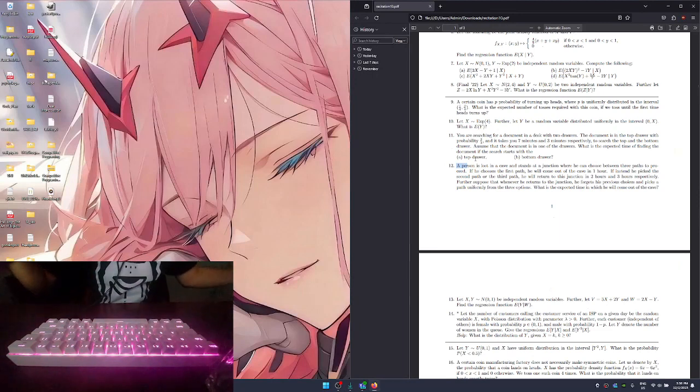So the point is, a person is lost in a cave and stands at a junction where he can choose between three paths to proceed. If he chooses the first path, he will come out of the cave in 1 hour.